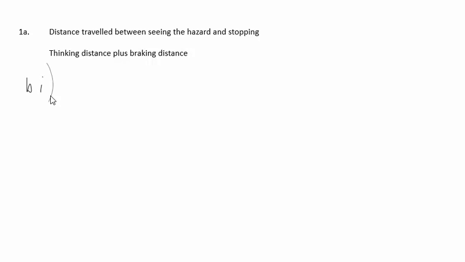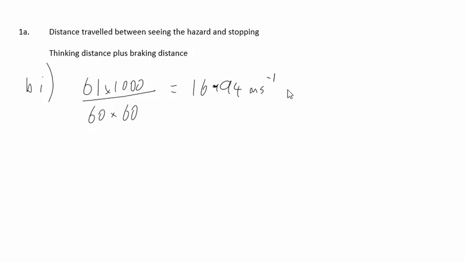In B, part 1, we have a train travelling at 61 kilometers per hour. We're to show that this is around 17 meters per second. Well, it is 61 times 1,000 to get into meters per hour, divided by 60 to be meters per minute, divided by 60 again to be meters per second. And this comes out at 16.94 meters per second, which is around 17 meters per second as required.